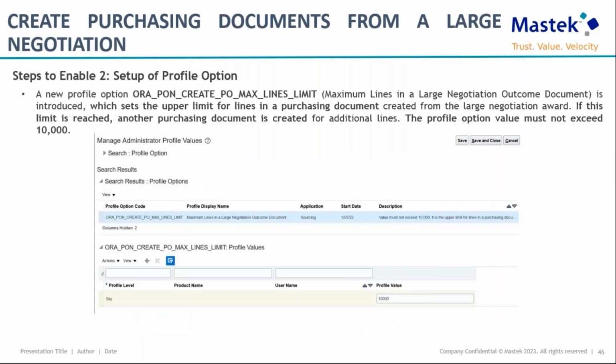And the second step will be to have a maximum number of lines configured for adding it to the purchasing document. So for this, we need to go into the profile option of ORA PON, create PO max line limit, and provide the maximum line limit there. The maximum amount that Oracle supports is 10,000 lines.